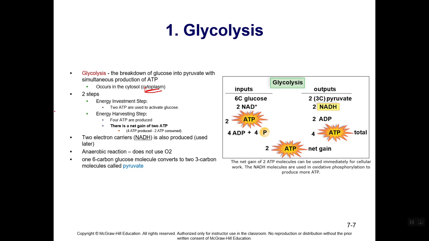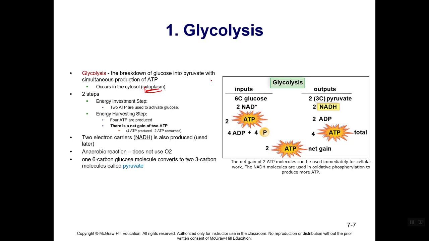Now, glycolysis happens in two steps. One is the energy investment step, and the other is the energy harvesting step. So essentially, 2 ATP are used to activate glucose, and then as a result of its activation and its ability to perform glycolysis, we're able to harvest 4 ATPs total. So if you do the math, then there's a 2 ATP net gain. Like, for example, if I were to give you $2 and you gave me back $4, then I would have gained a net gain of $2.